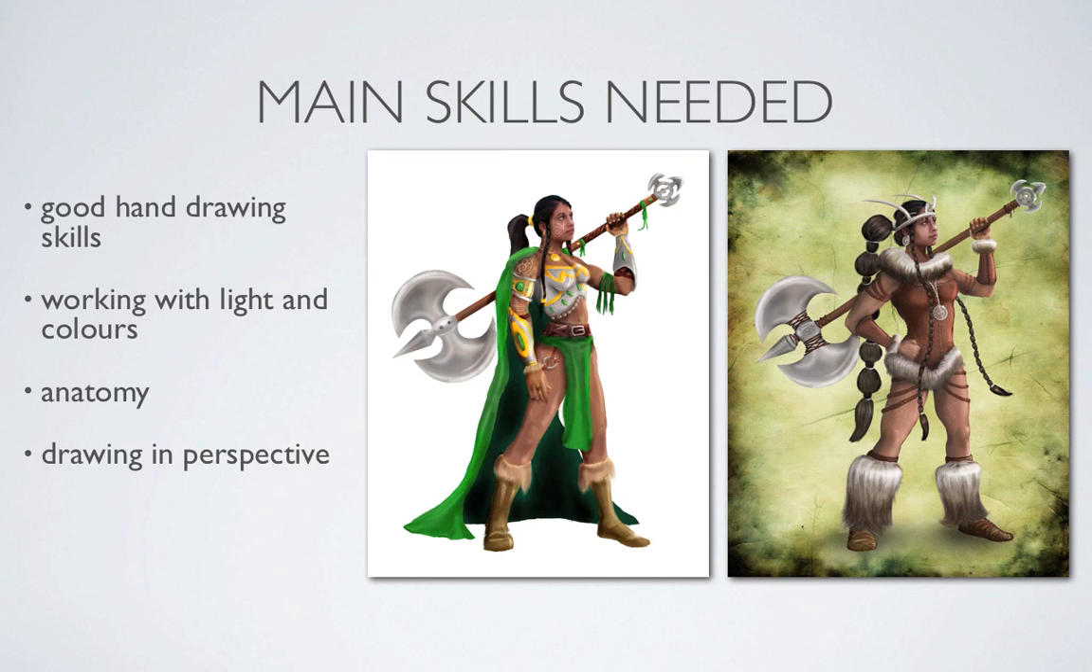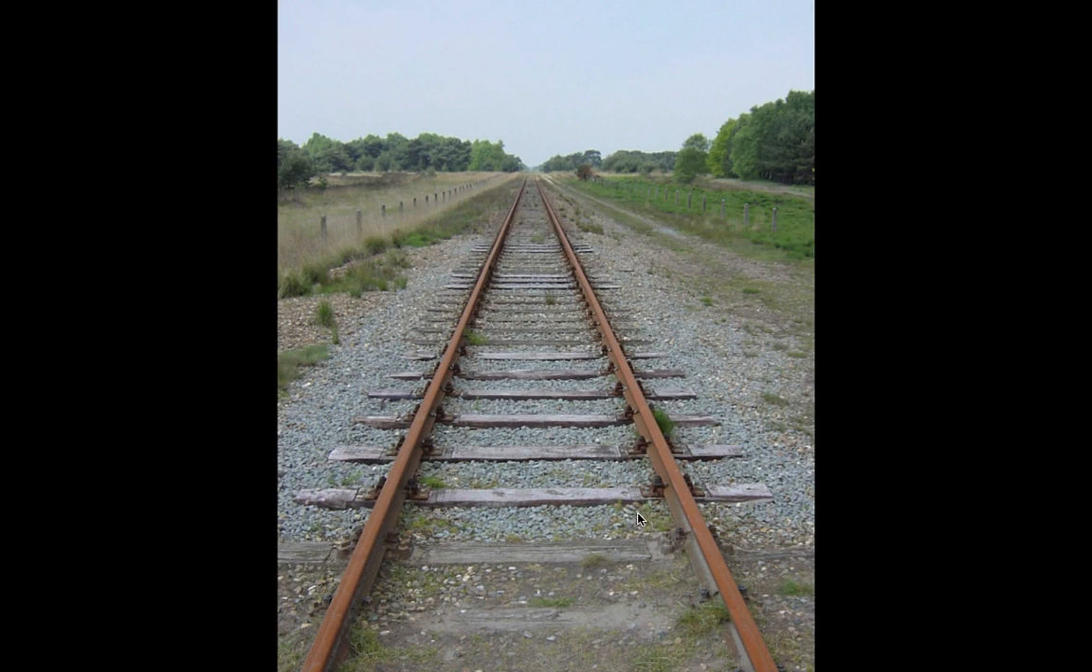So good hand drawing skills are essential in this case. Working with light and color, as I said, that's the rendering part. You remember, first creating the composition, the hand drawing part, and then the rendering part is when we add colors and light. Then anatomy is obviously quite important in this case, because you usually have to come up with poses without using a reference or a model. So you have to know about anatomy for humans and even animals, and drawing in perspective. That's how perspective works.